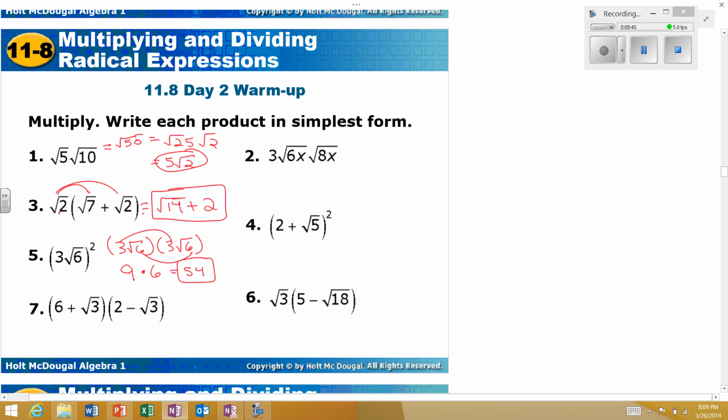On this next one, I'm going to FOIL. So 6 times 2 is 12, minus 6 radical 3, plus 2 radical 3, minus 3. So when I combine everything, my final answer is 9 minus 4 radical 3.